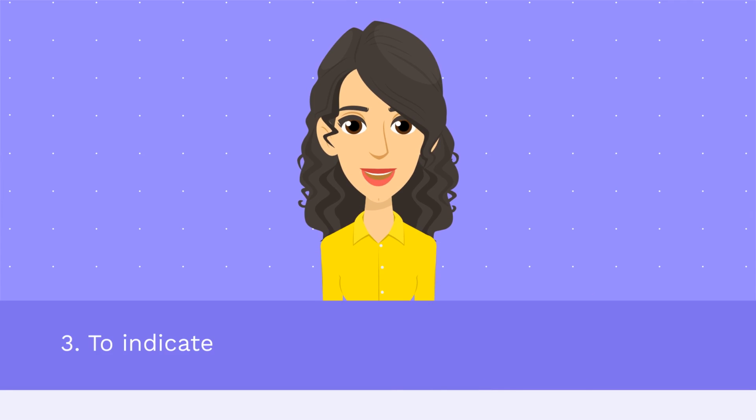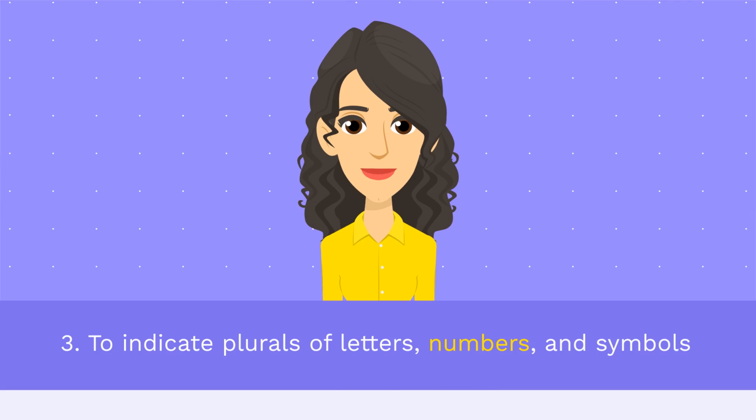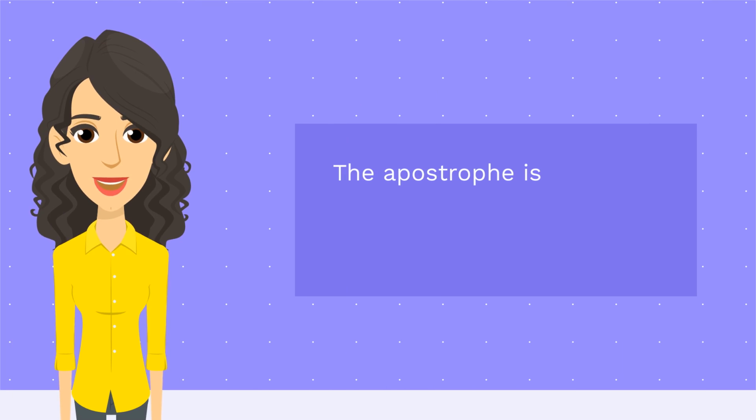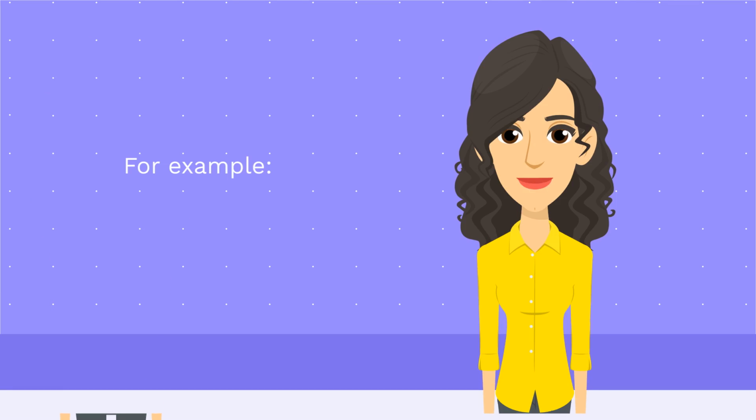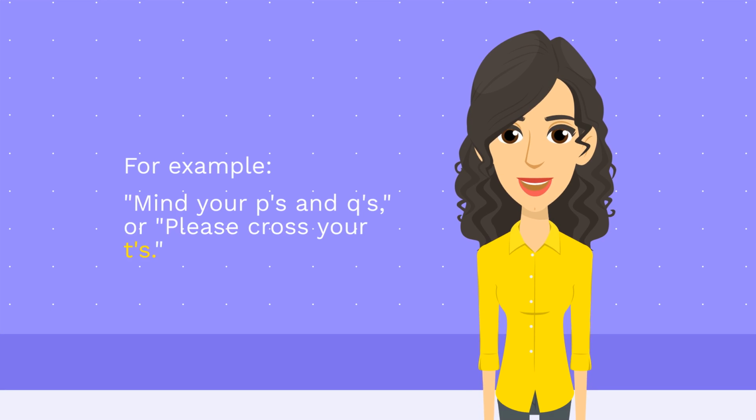3. To indicate plurals of letters, numbers, and symbols. The apostrophe is used to form the plurals of lowercase letters, numbers, and symbols. For example, mind your P's and Q's, or please cross your T's.